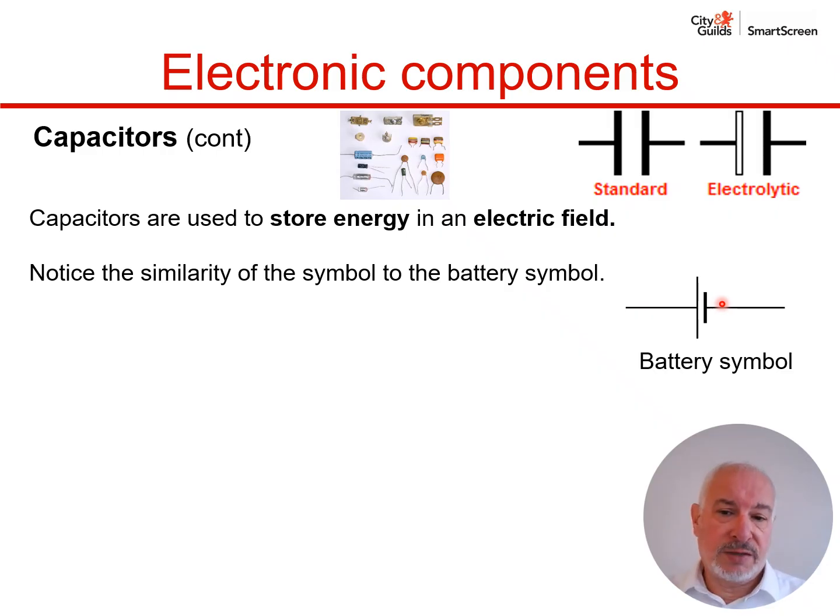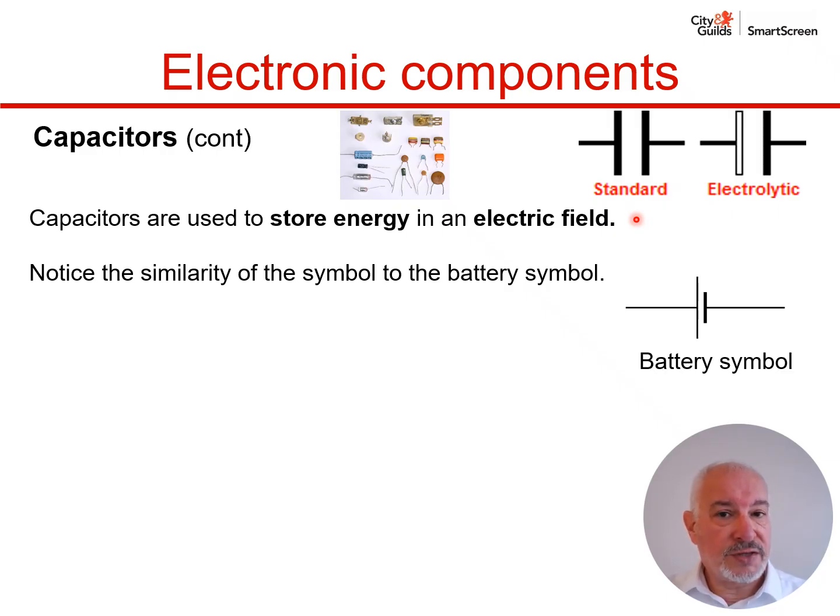So there's a similarity because we've also got parallel lines with the symbol for a capacitor, except they're both the same length. And that's important because in a battery there's a permanent positive and negative terminal. In a capacitor we don't identify a positive and a negative terminal on a permanent basis because it's actually going to constantly be changing. In an AC circuit, an alternating current circuit, the positive and negative terminal keeps switching around.